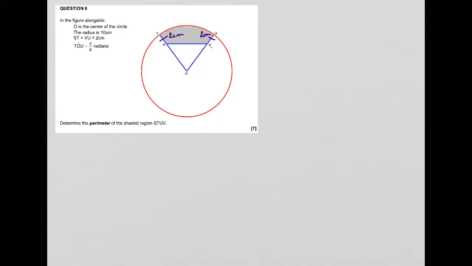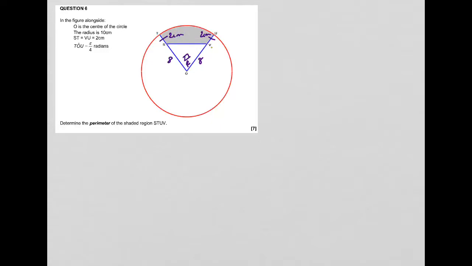And TOU is pi over 4 radians. Okay, so that's pi over 4. If the radius is 10, that means that OS is 8 and OV is 8. Right, so the only question is: determine the perimeter of the shaded region STUV. All right, so we're working out the perimeter of this section.